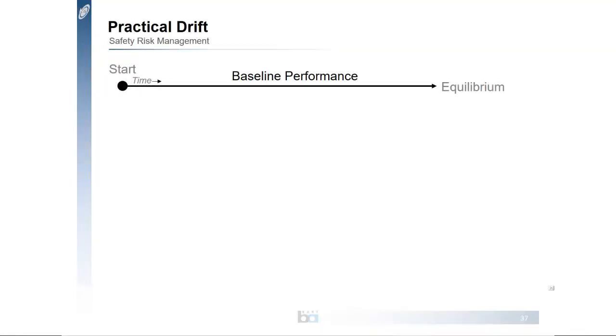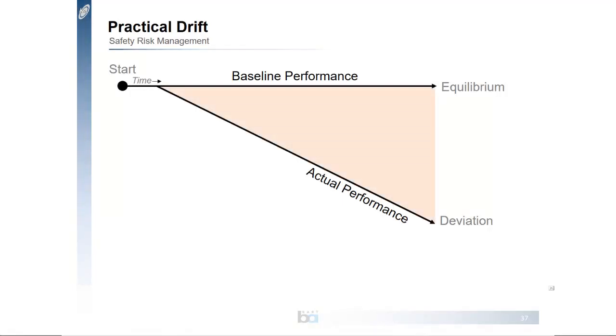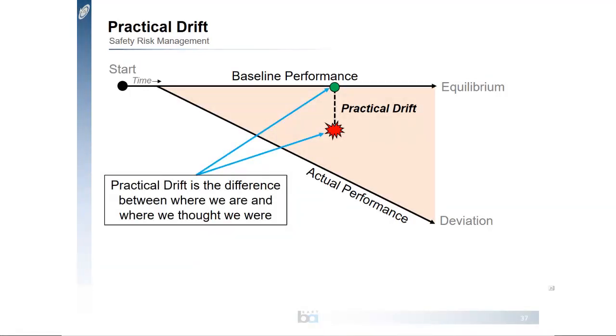All companies start out with goals and objectives combined with a strategy to ensure success. So why do so many companies fail? Why do employees get hurt or sustain fatal injuries? Why do products break or become less reliable? The answer? Practical drift. Practical drift is the difference between where we are and where we thought we were.